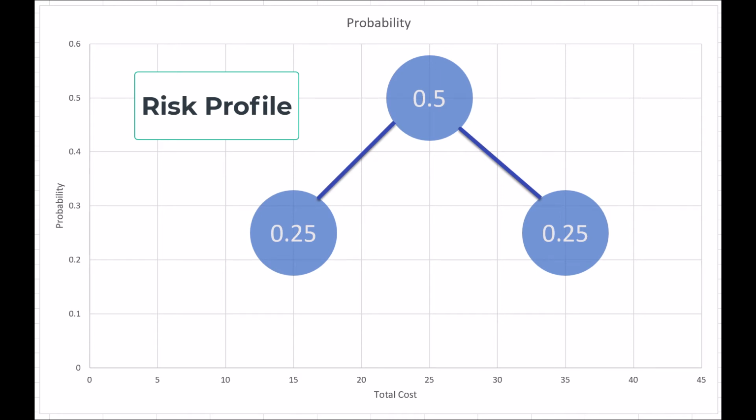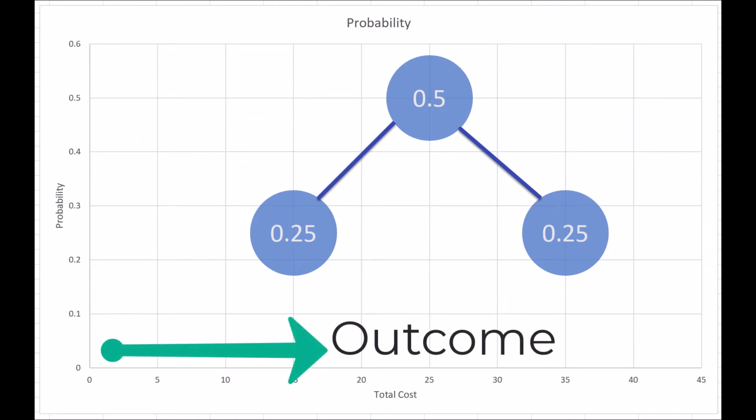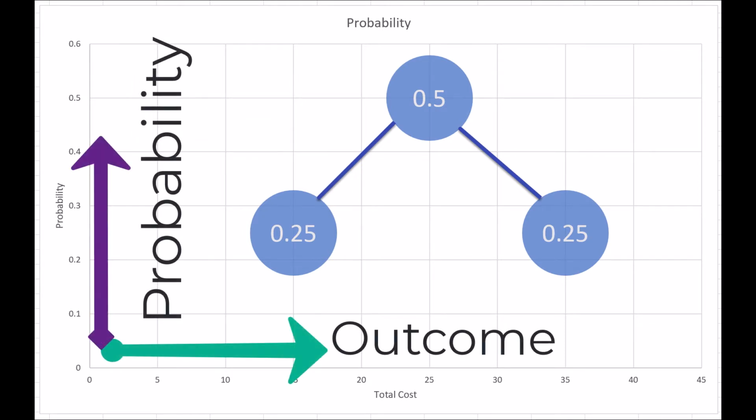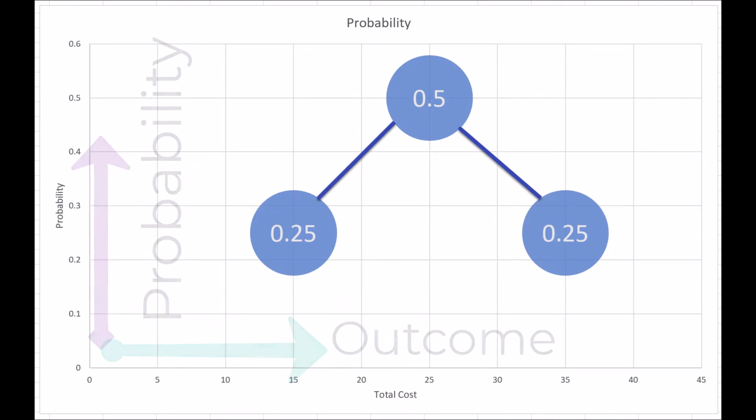The risk profile is a very useful visualization of the risks involved in an action. A risk profile is displayed as a graph with the consequence values along the x-axis and their associated probabilities along the y-axis. Thus, a risk profile is basically a probability distribution chart for all options.